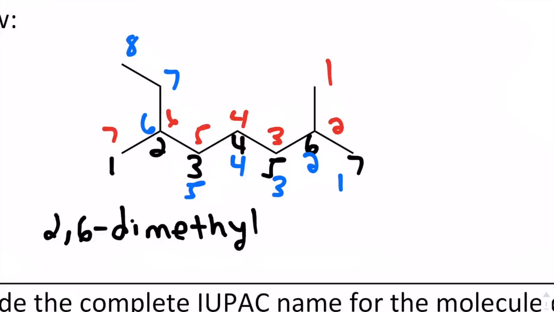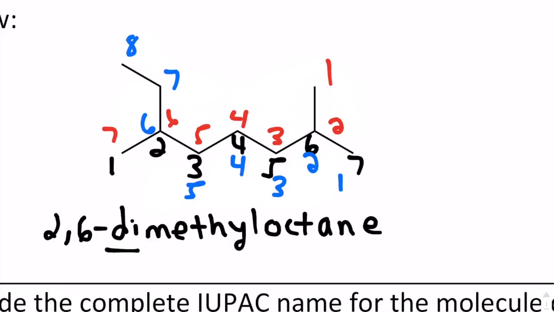Okay, and we have no other substituents present, so then we can just continue with the rest of the name. So 8 is oct, and we would say ane. Something unique about this is that we use the prefix di, tri, tetra, whenever we're dealing with more than one of the same substituent.